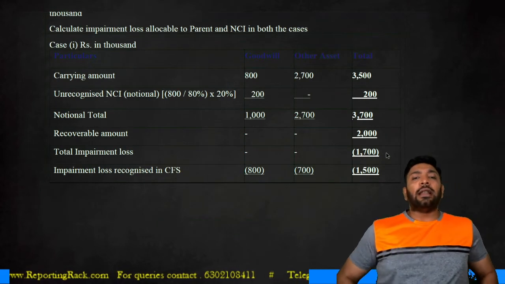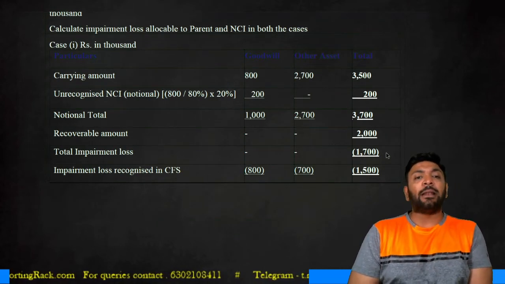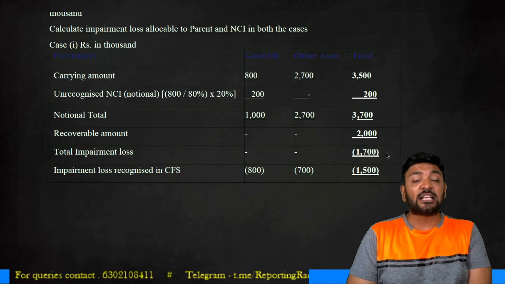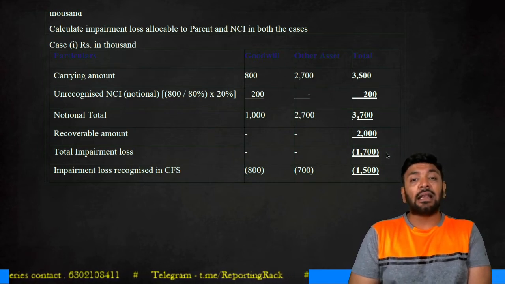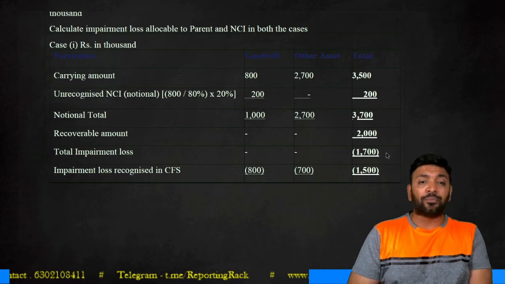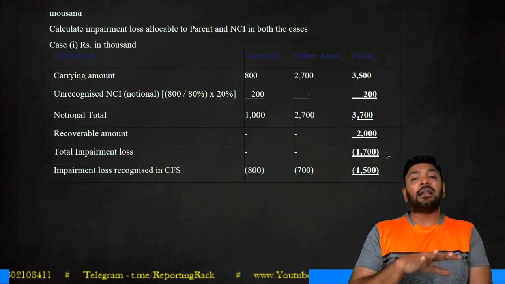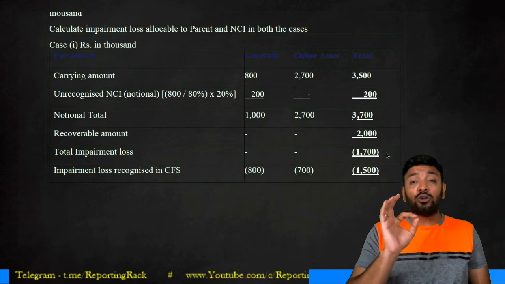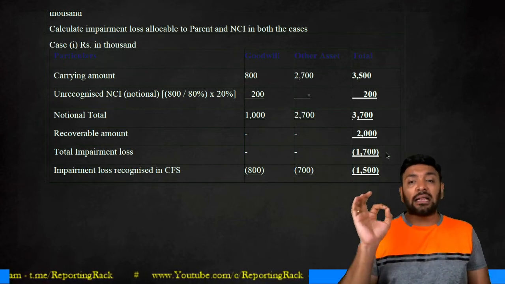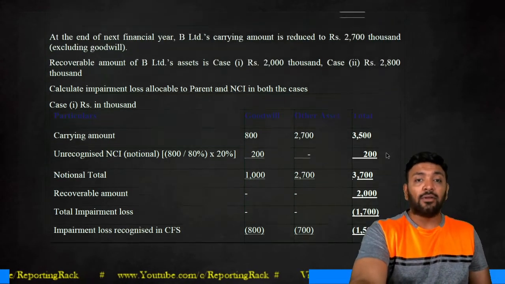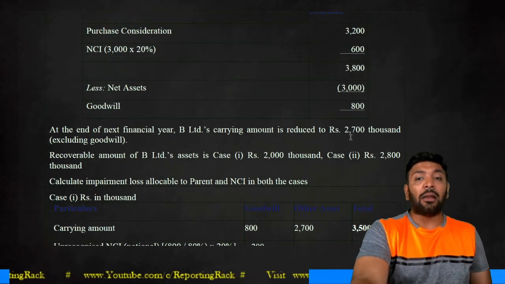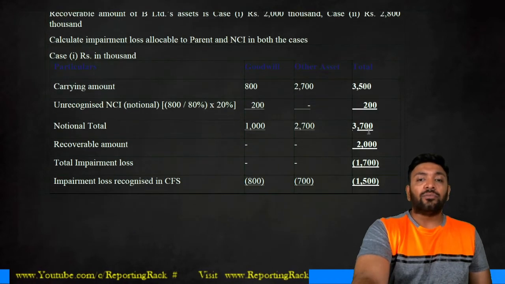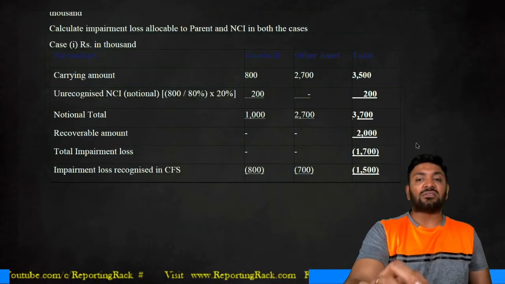Now, had this NCI been measured at its fair value, then NCI's proportion of goodwill would be 200. How did I get that? Because 800 is the goodwill of 80%, that is the holding company's share. If 800 is 80%, then NCI's share is 200. That means the total goodwill is 1,000. And the total other assets are 2,700 according to the question, because at the end of the year, the carrying value has come down to 2,700 only. Clear? That means the total value of the asset is 2,700.